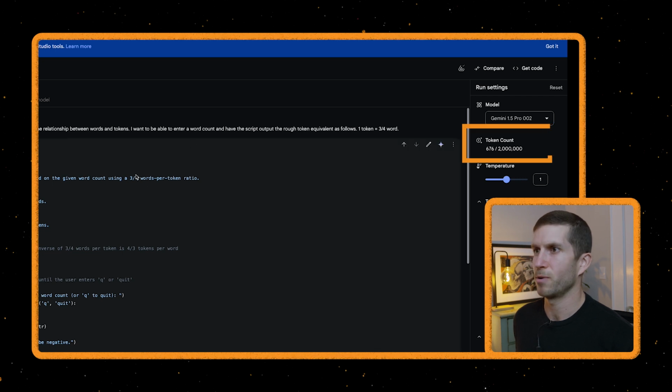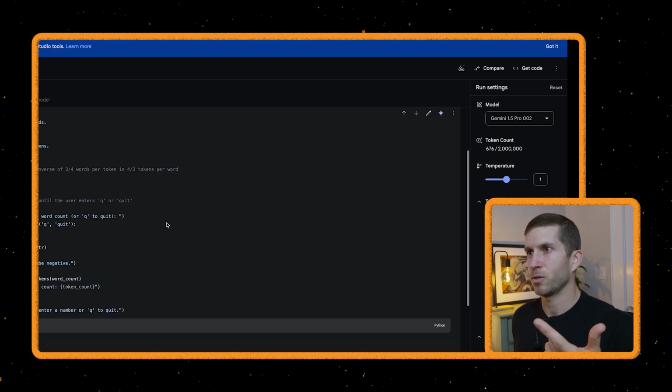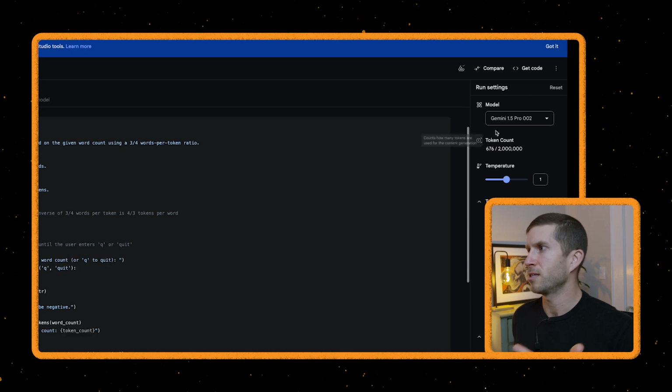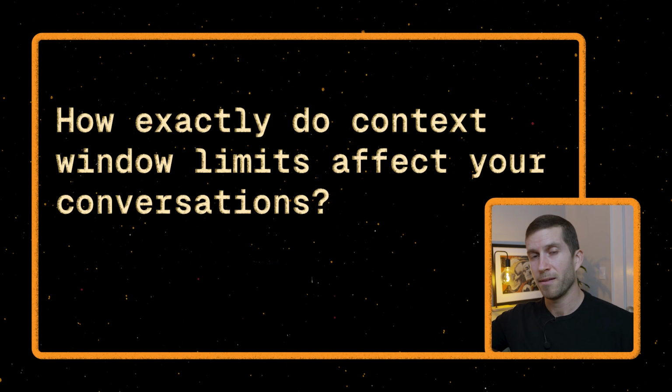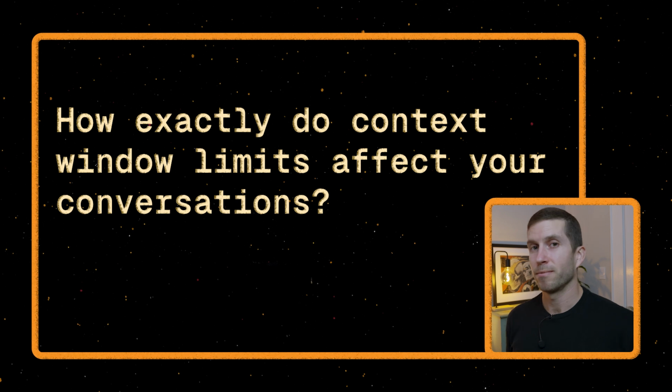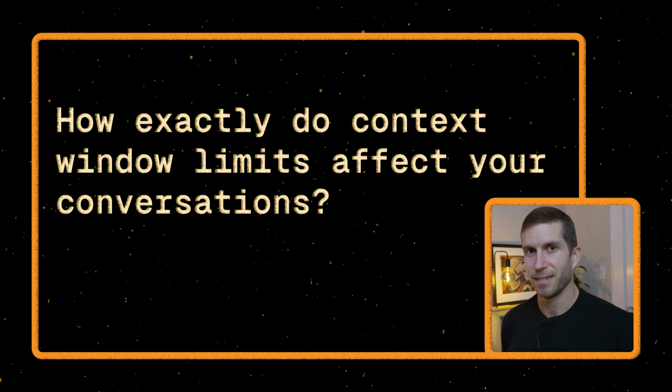So all of this output here, my prompt plus what the model provided, this ended up being about 676 tokens. So we're not even scratching the surface of the 2 million token context window that Gemini has. The main thing that happens, you might be wondering, okay, why do I care? What does it mean to me? What does it matter to me that these tools have certain context window limits?